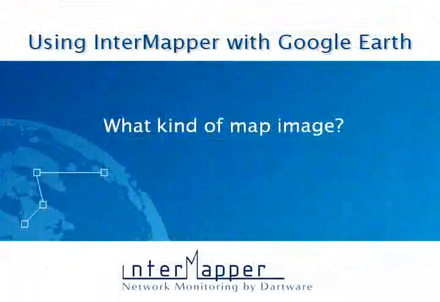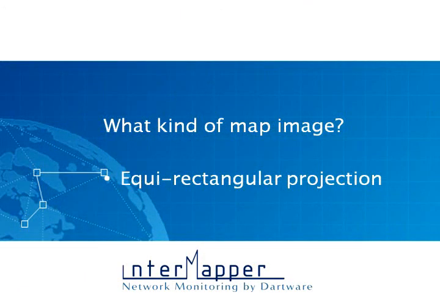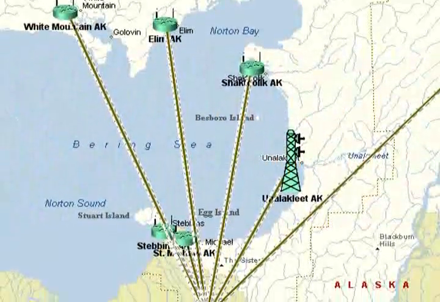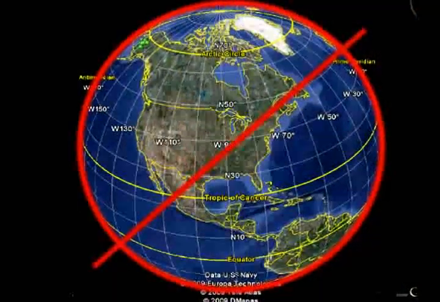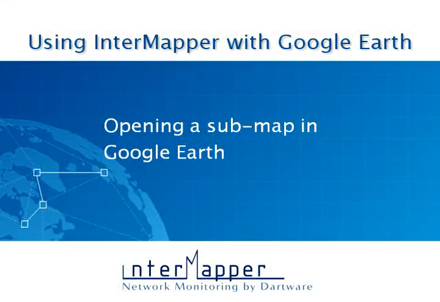Use a background image of a geographic map to help you position devices. Dartware recommends that you use maps which have an equirectangular projection. Other projections are distorted, so coordinates are not computed accurately. So now that I've set my benchmarks, let's take a look at the map in Google Earth.